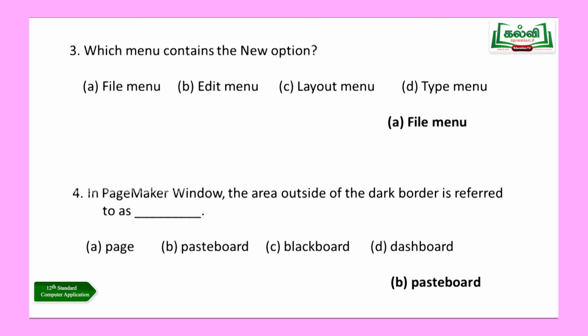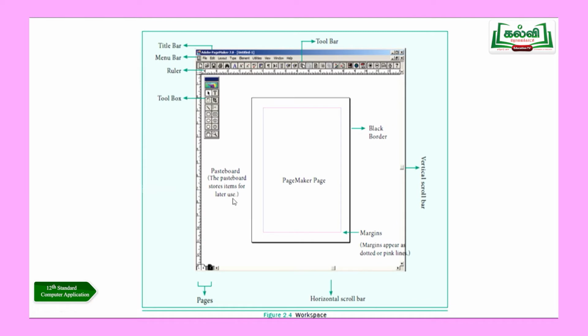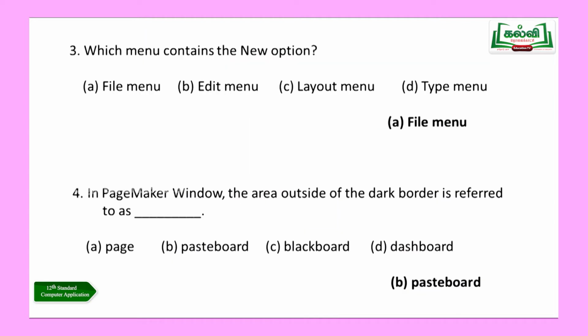Next we go on to the fourth question. In the PageMaker window, the area outside the dark border is referred to as what? Now I am going a little back to show this. This is the black border, and this is the area they are asking about. That's why I told you, please remember this image. This image helps you very much in answering your questions in the examination. This place is called the pasteboard. The pasteboard is the answer for this fourth question.